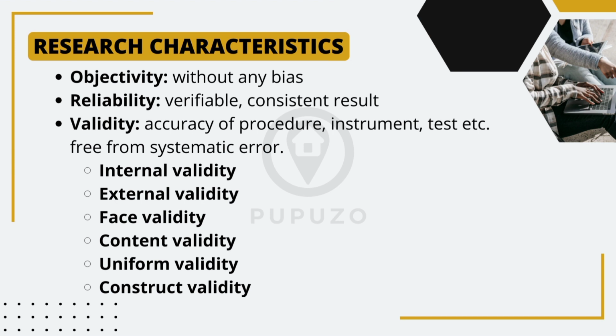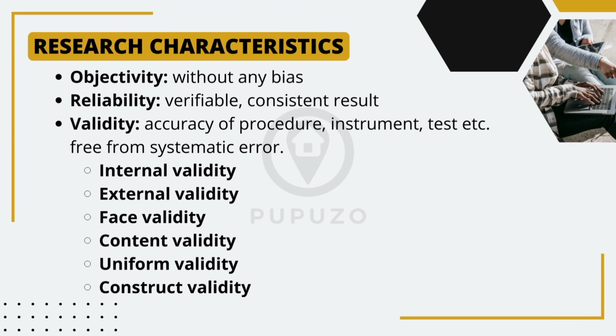Good research is reliable, meaning it produces consistent and verifiable results. Reliability ensures that the study can be replicated by other researchers using the same methods and procedures, leading to consistent outcomes. Validity is another crucial characteristic of good research.